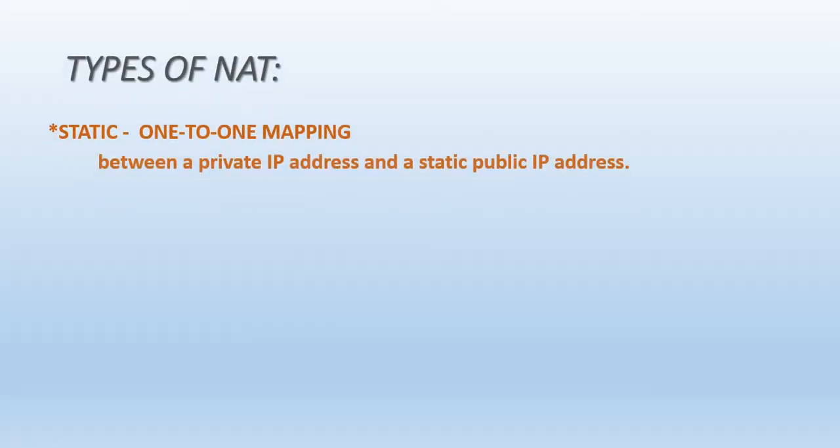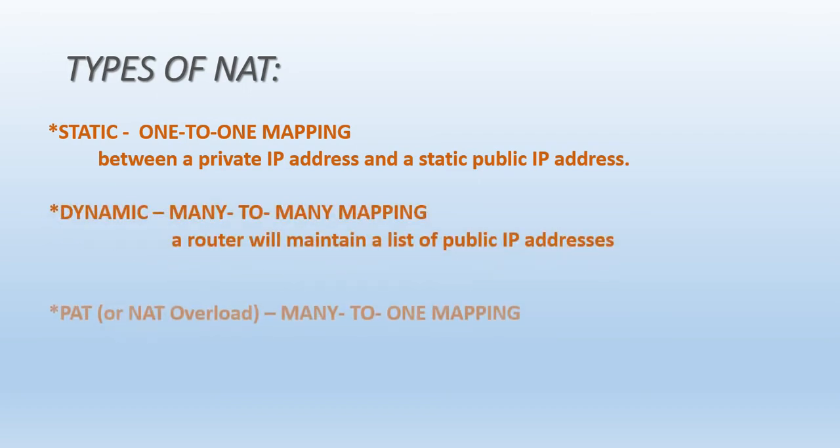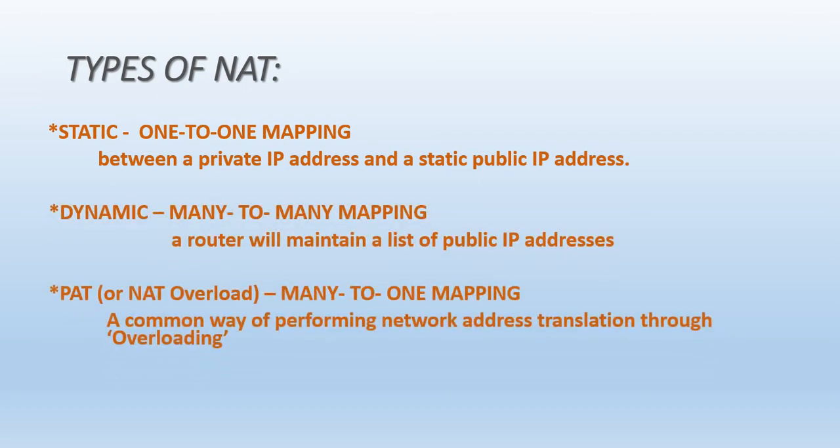Then the types of NAT. There are three types of NAT: static NAT, dynamic NAT, and PAT or NAT overload. Static NAT is a one-to-one mapping between a private IP address and a static public IP address. Dynamic NAT is many-to-many mapping. A router will maintain a list of public IP addresses, and the hosts using private IP addresses will be translated into public IP addresses from this list. This is called many-to-many mapping. PAT, which is called port address translation or NAT overload, is many-to-one mapping. It is the most common way of performing NAT through overloading.